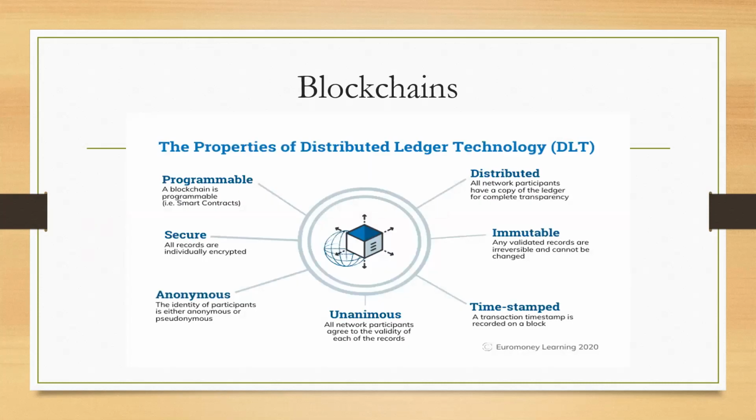This is what a distributed ledger really looks like in terms of the infrastructure. All right. So the properties of the distributed ledger are that it is programmable, it's secure. It's unanimous, meaning that all network participants must agree to validate each of the records. It's timestamped, so it gives you a level of traceability. It's immutable, meaning no one person can change a record. And once a record has been changed, it cannot be unchanged. That's what immutable means.